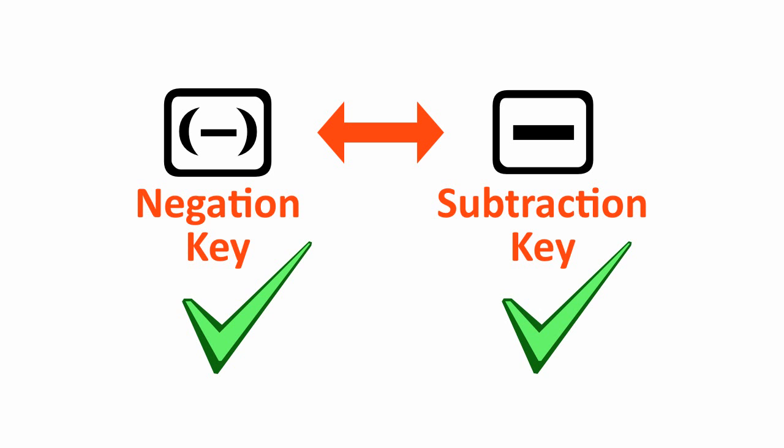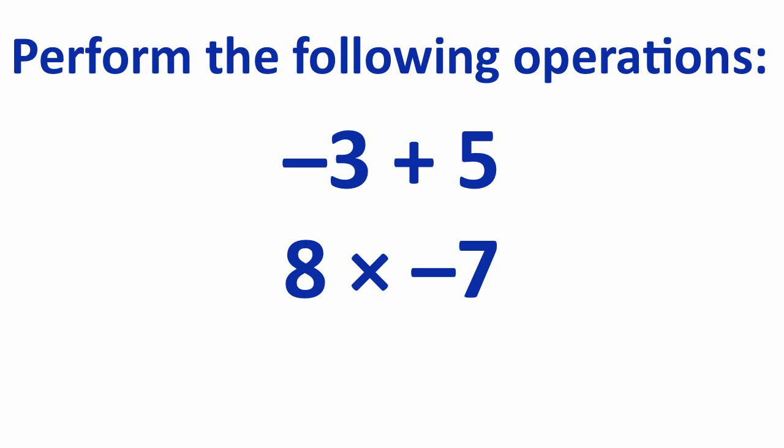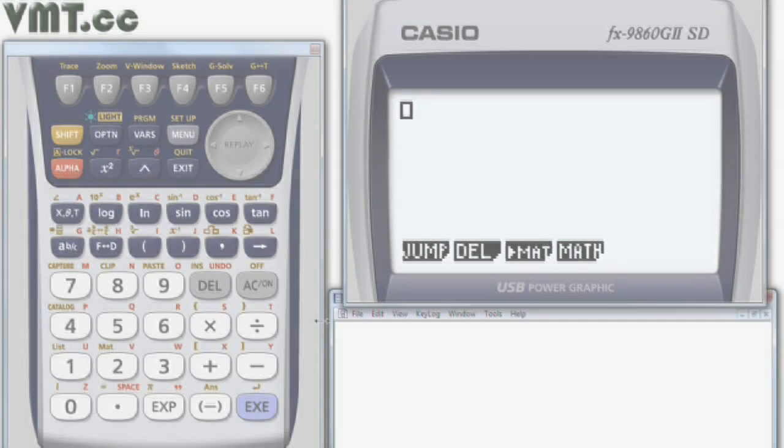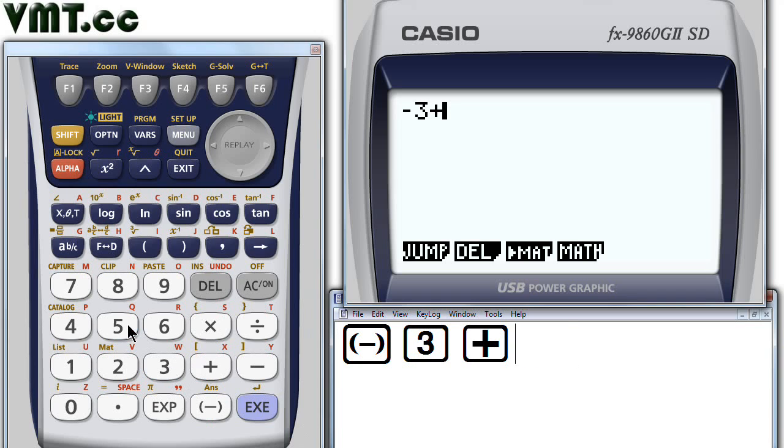And now let's do some examples. For the first problem, press the negative sign, then 3 plus 5, execute. The answer is 2.